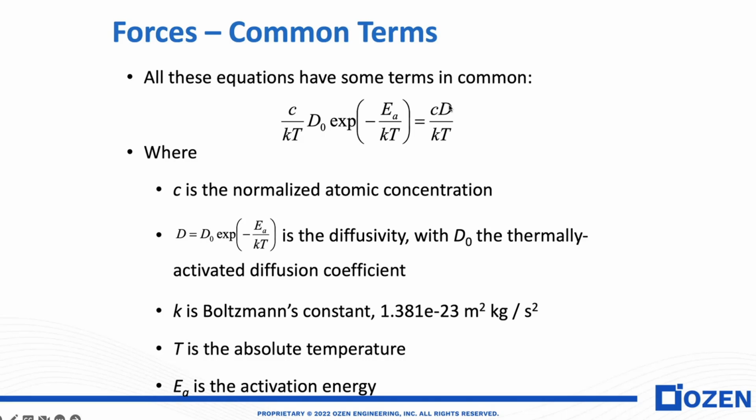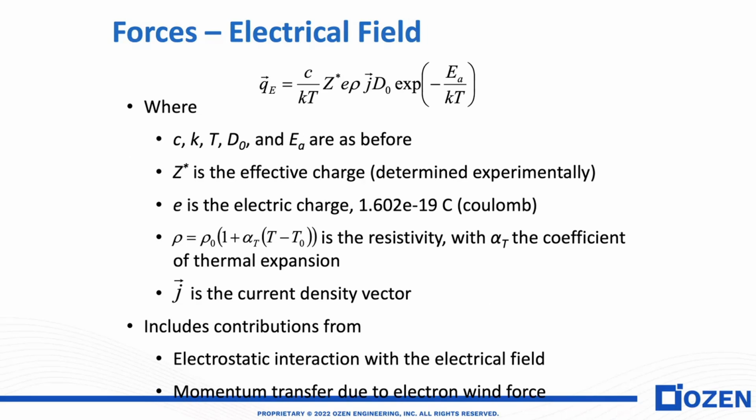It's basically this capital D, which is denoted as D sub 0 exponential function of E sub A divided by K sub T. So that's the diffusivity, with D0 being the thermally activated diffusion coefficient. And we know what the Boltzmann constant is. That's a constant, as the name implies. But we get the absolute temperature and activation energy, and it's really easy to get the temperature from the finite element model.